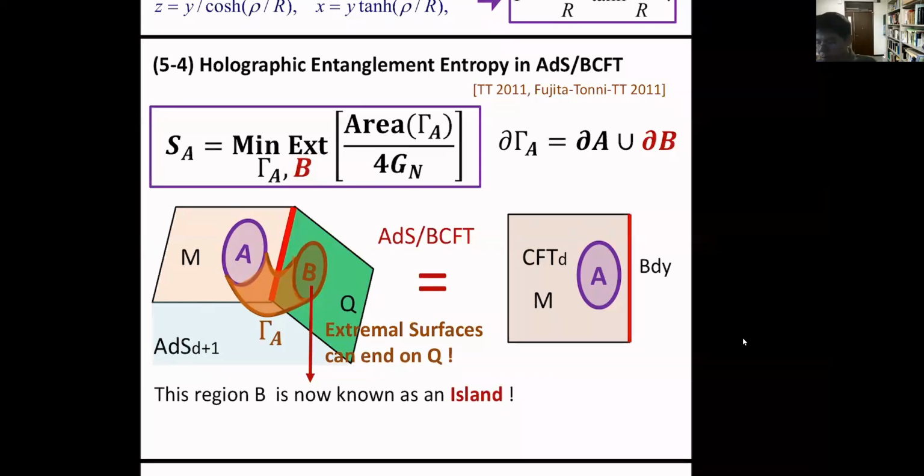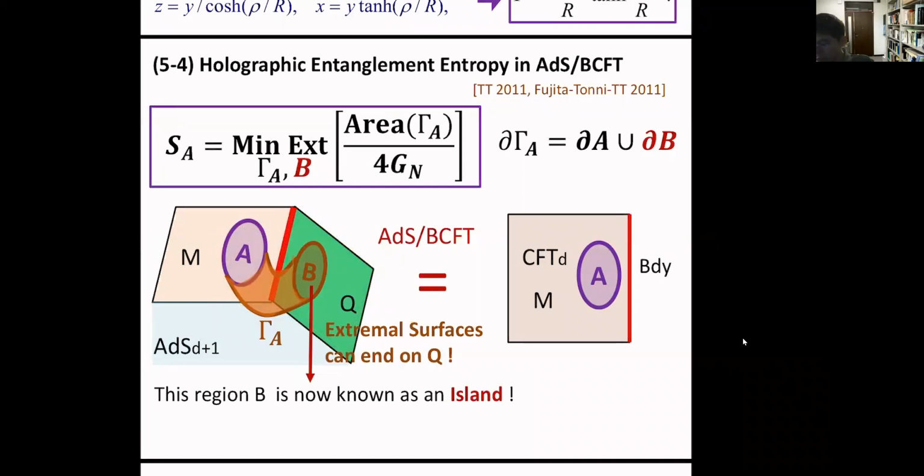So we have an AdS/BCFT setup. We have a boundary surface Q. The boundary CFT lives on this manifold M, right? Sorry, I changed many notations. This is a boundary manifold, and the subsystem is always A here. And we want to calculate entanglement entropy. Usually we calculate the minimal surface area, right? But now the point is that we have this extra surface Q with a Neumann boundary condition.